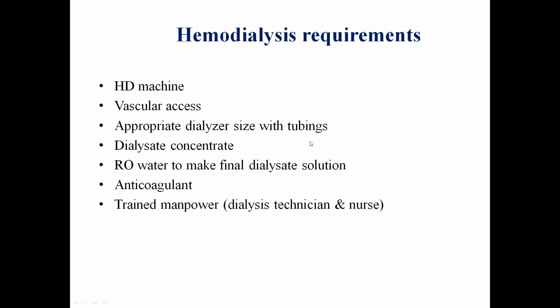Now, for hemodialysis, you essentially need a hemodialysis machine, a vascular access, an appropriate dialyzer size with pediatric tubings, and the dialysate concentrate. Because it's an extracorporeal procedure, you need to use an anticoagulant like heparin during hemodialysis. For most patients, 3 to 4 hemodialysis sessions are done every week, each for 3 to 4 hours. So the total dialysis dose for any patient is usually 10 to 12 hours of dialysis per week. And you definitely need trained manpower like a dialysis technician and a dialysis nurse.